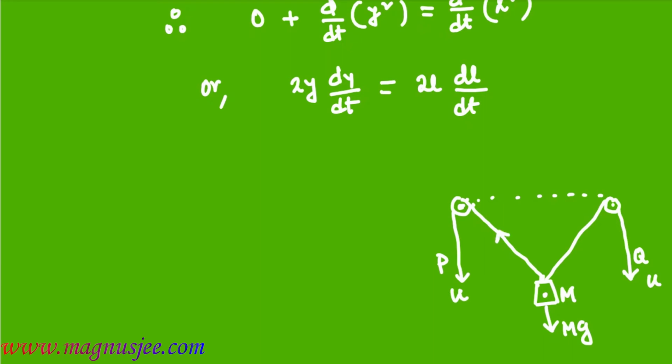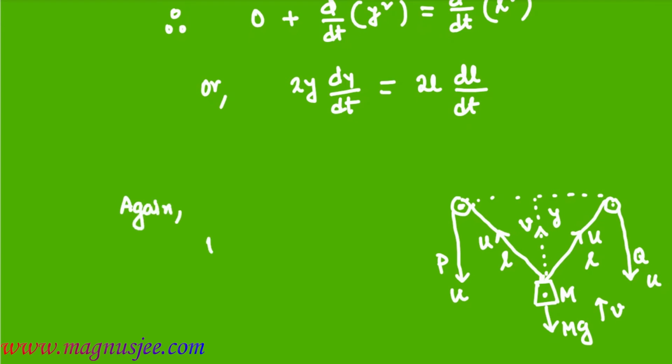In that case, the oblique portion of the string will be moving with the same velocity u, and L is the length of the oblique portion. This will be the total vertical displacement of the mass M. The mass M will be moving upwards with the velocity v.